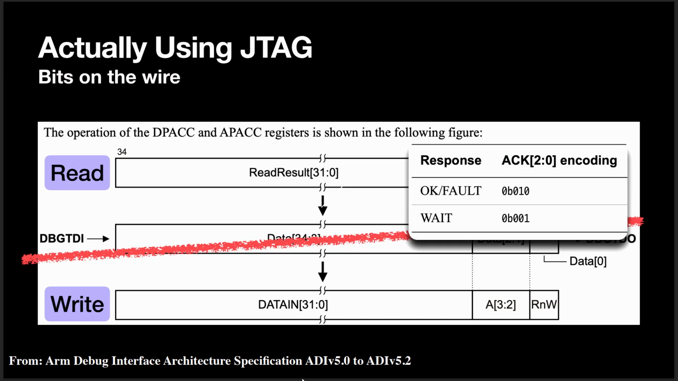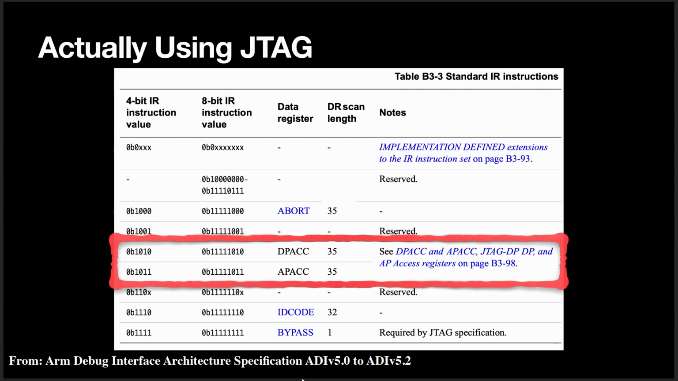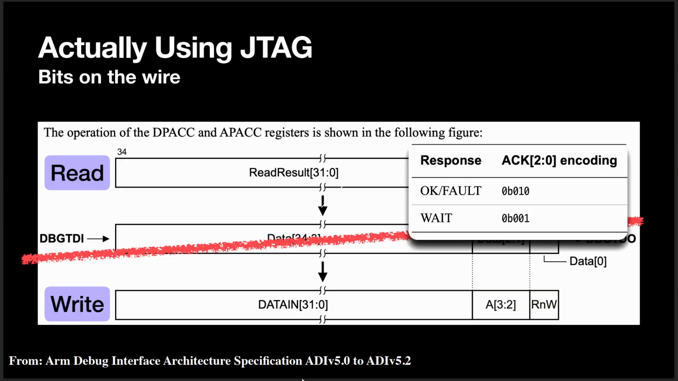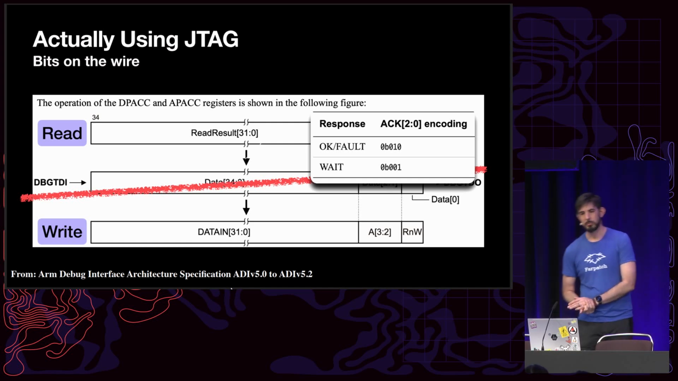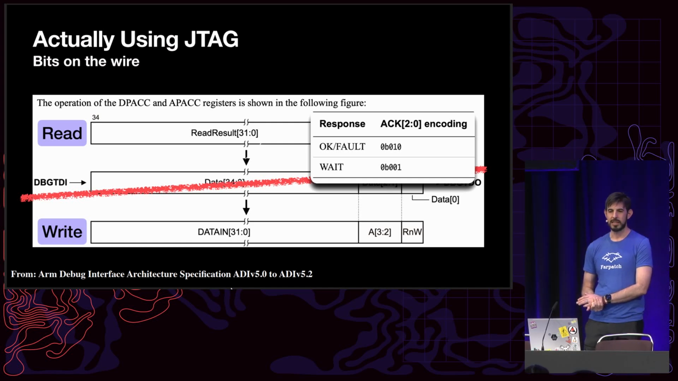So when we talk about the JTAG message that gets sent on the wire, it's 35 bits. If you look at this table, you'll see that both DPACC and APACC are 35 bits, which is kind of a weird number, right? We're used to things that are 32 bits. 35 is a very, very strange number. Well, when we send messages on JTAG, we actually do the bottom line here. The first bit that we send is RnW, 1 for write, I believe, 0 for read, 2 bits of address, and 32 bits of data.